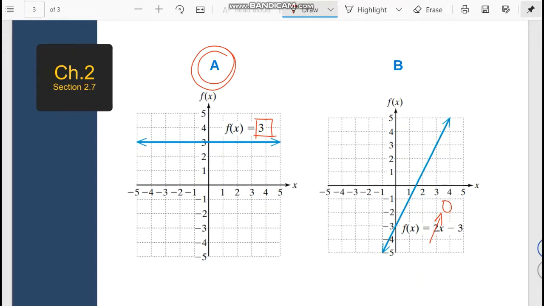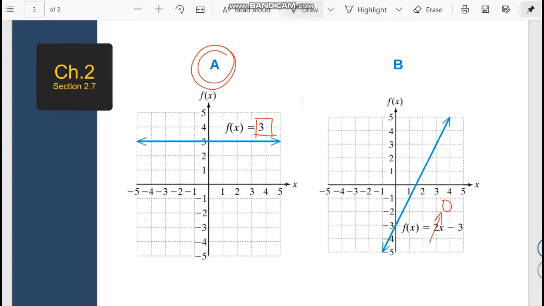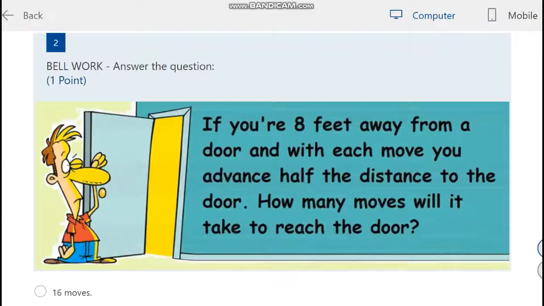Great! Let's move then, and this is the last thing I want to talk about in the PowerPoint. Now we can move to the quiz. I think it's good to have time to work on the quiz, and we're going to have plenty of time. But before, let's check the bell work.